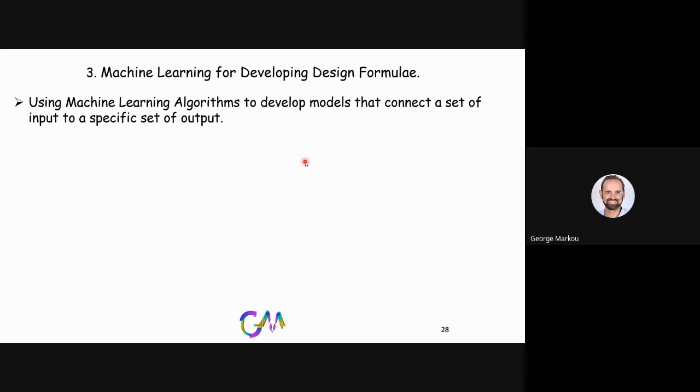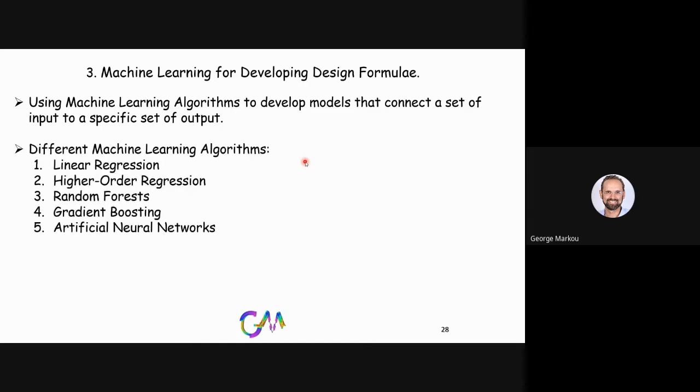So the main idea here is to develop data sets by replacing the actual experiment, using, of course, Recon and FAIR, performing nonlinear ultimate analysis and capturing different features of structures, and then use machine learning algorithms in order to develop models that help us connect a set of inputs with a specific set of outputs. We have different algorithms and methodologies like linear regression, higher order regression, random forest, gradient boosting, and of course artificial neural networks. And we have other methods or modifications of these methods as well.